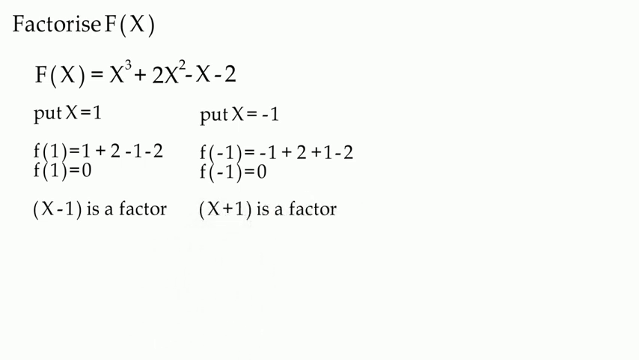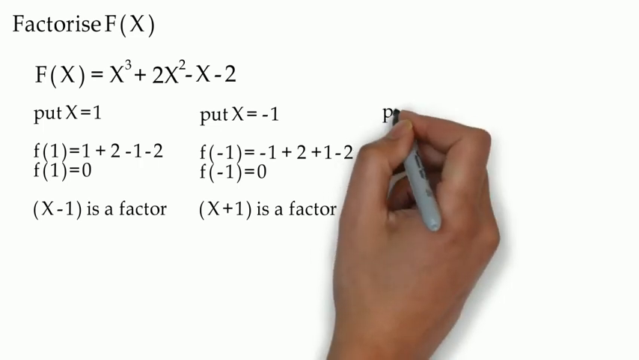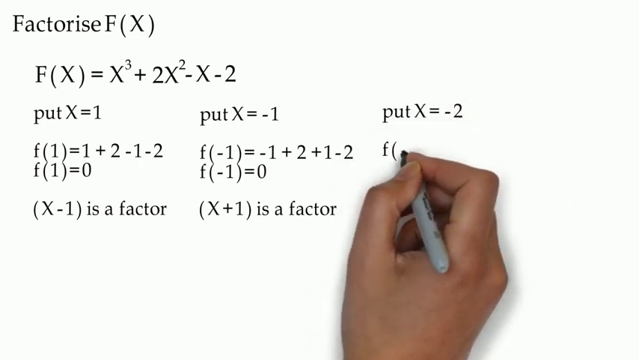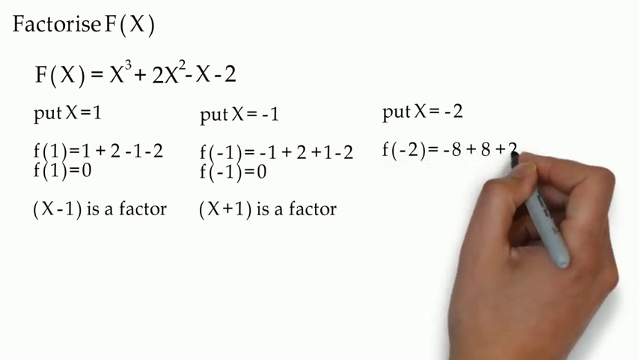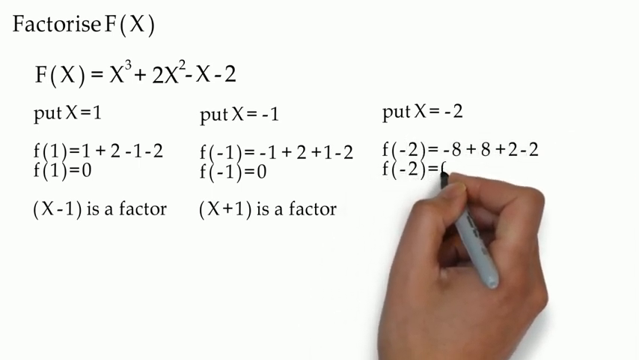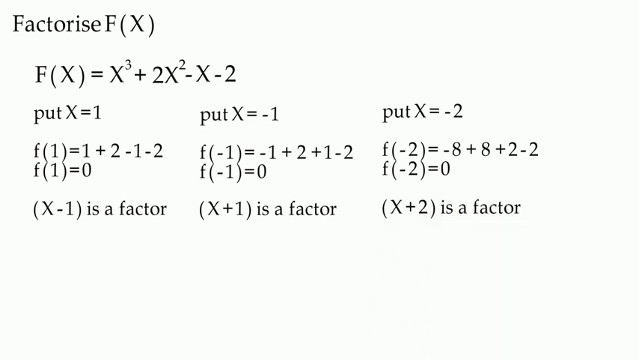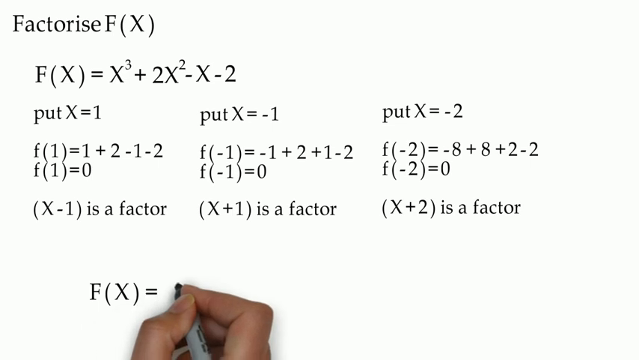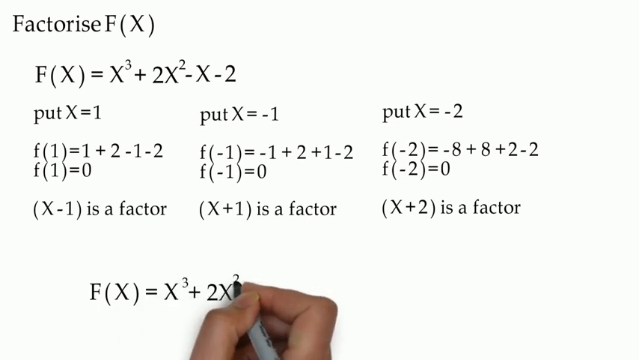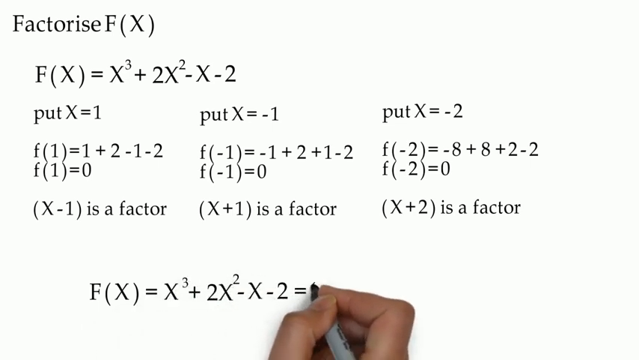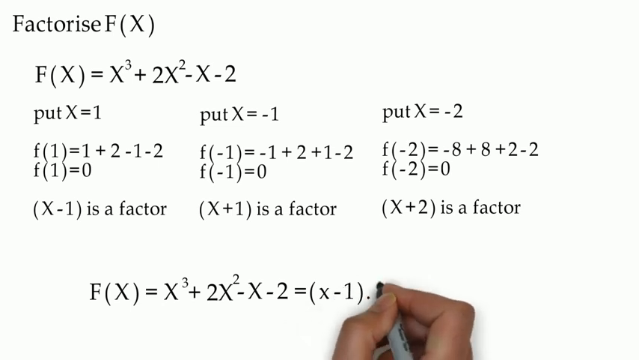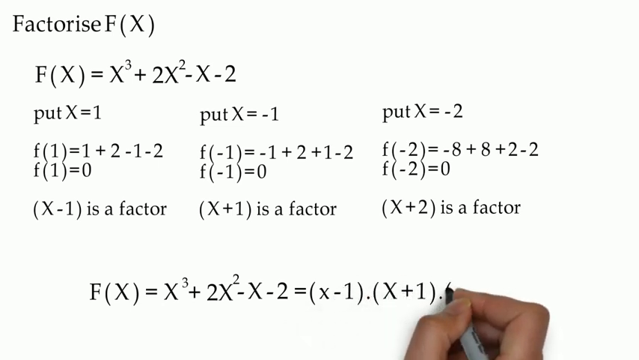Now you might think how I assume plus 1 and minus 1 and what for x. It's simply by guessing. Let's try x equals minus 2. Then we get f(minus 2) as 0. Therefore, x plus 2 is also a factor. Now we can write f(x) as x cubed plus 2x squared minus x minus 2 equals (x minus 1) times (x plus 1) times (x plus 2).